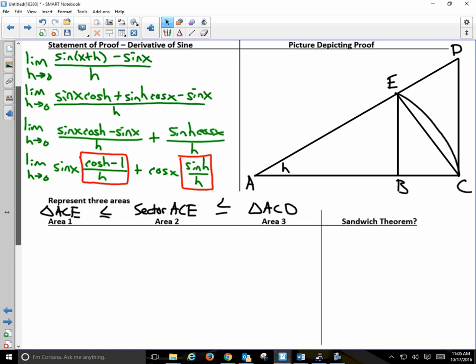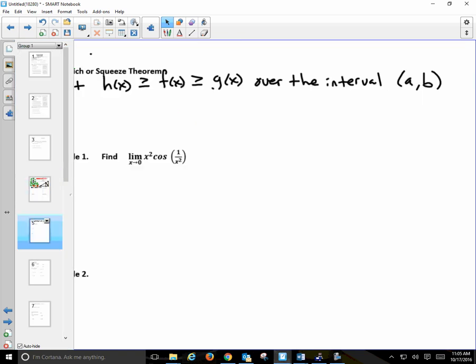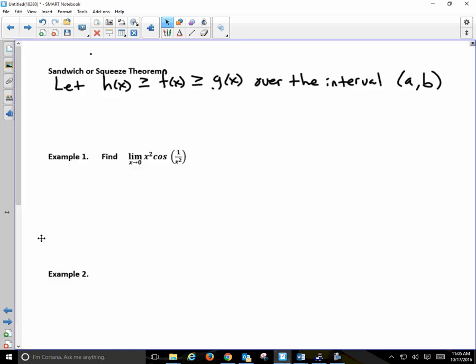But in order to make this work, it all hinges around this idea of the sandwich theorem. And so we're going to have you flip over a page and write this piece out. What is the sandwich theorem? Well, the sandwich theorem says let h of x be greater than or equal to f of x, and let that be greater than or equal to g of x over the interval ab.